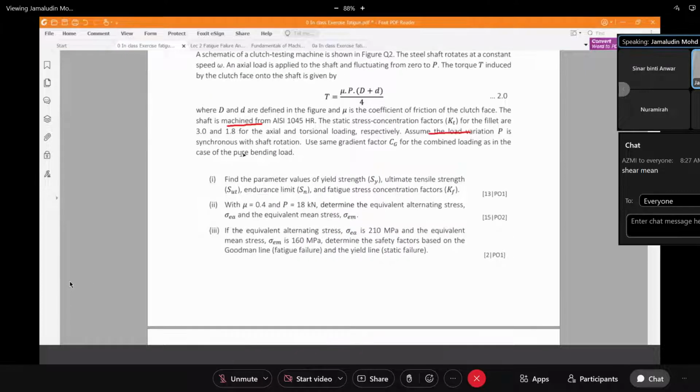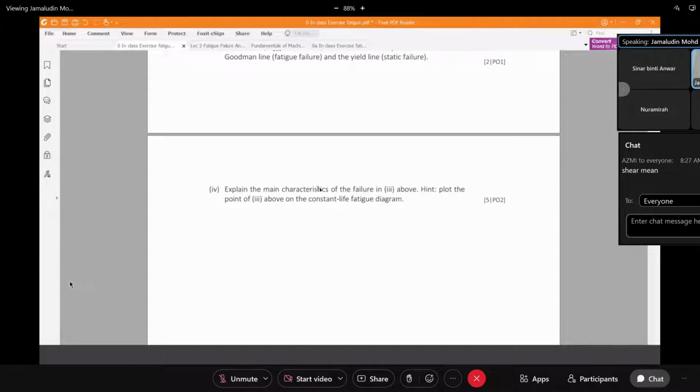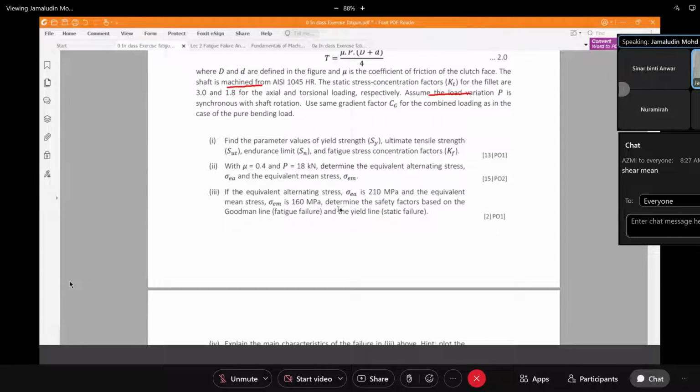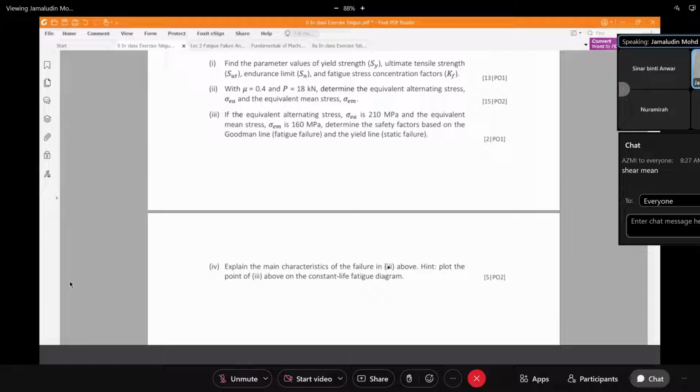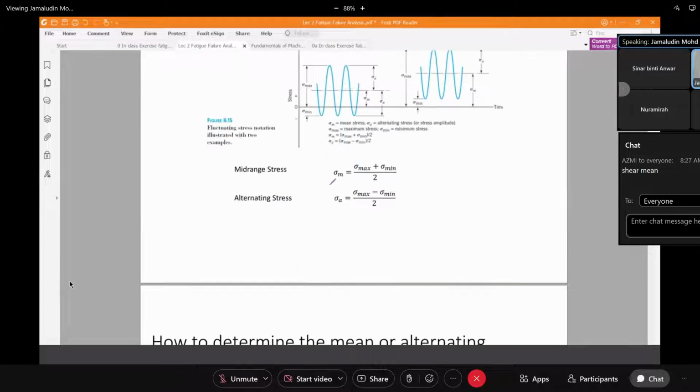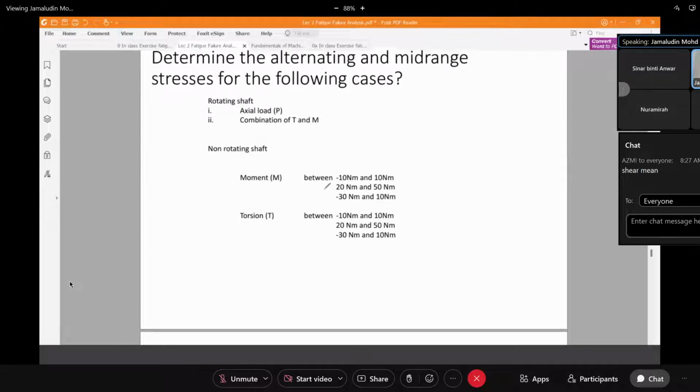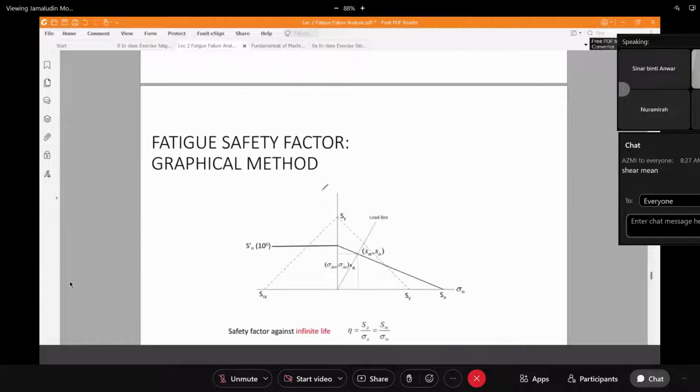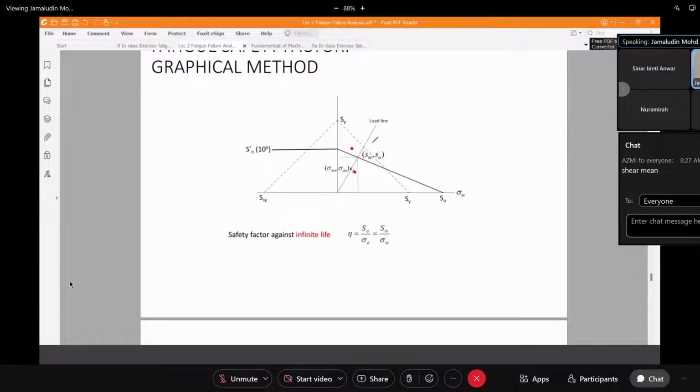The same goes for this one. Explain the main character of the above hidden plot. Okay, that will be on this one. Actually, this figure asks you to plot into the SN curve here. How do you plot this one? Okay, is it going to be here, here, or here? Okay, actually it's going to be roughly here.